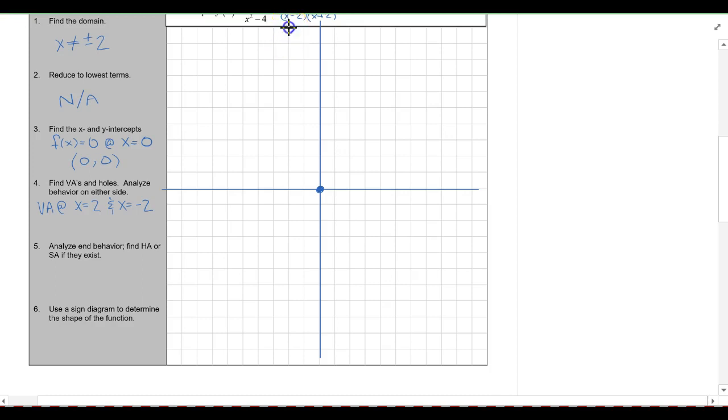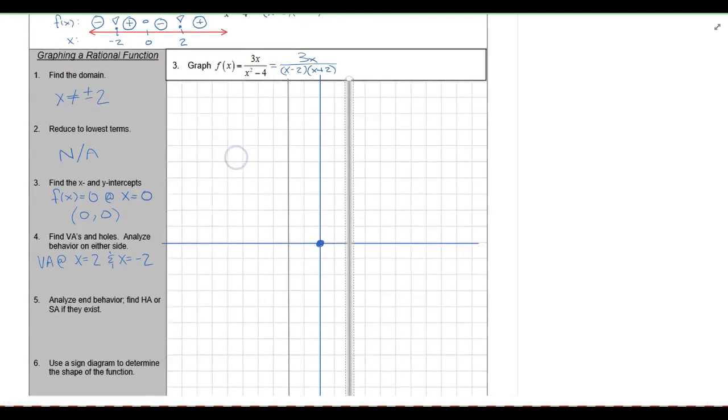So I've got x equals -2 and x equals, whoa, that's not what I was hoping for. And then I got x equals +2, which are going to be vertical asymptotes. So let's go ahead and identify those. x equals -2, x equals +2. Okay, so those are the locations of our vertical asymptotes.